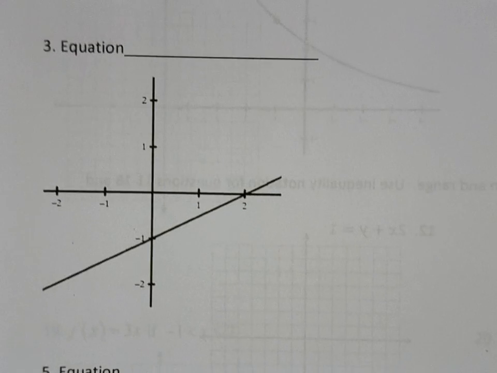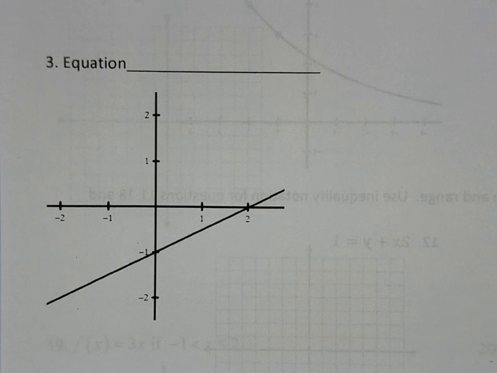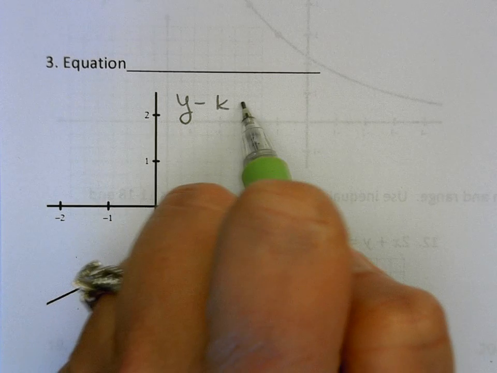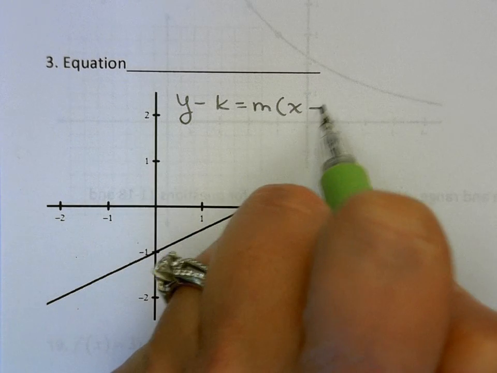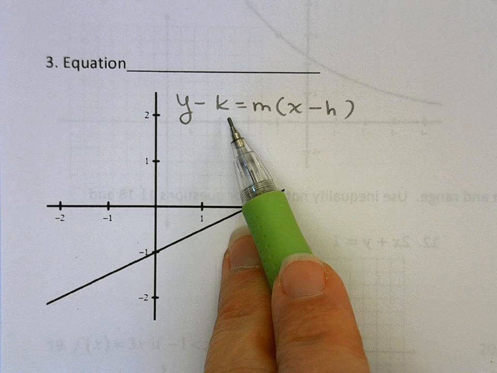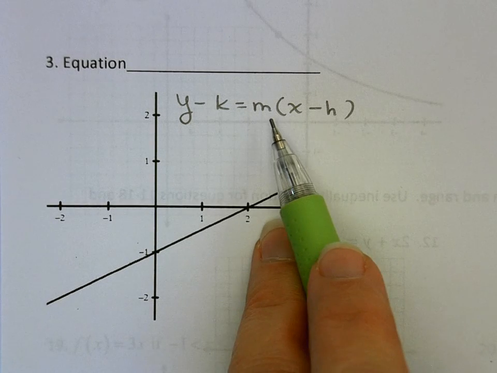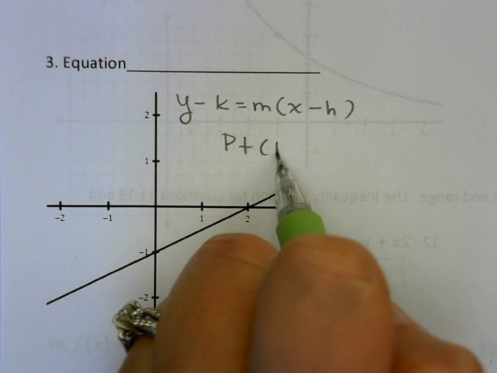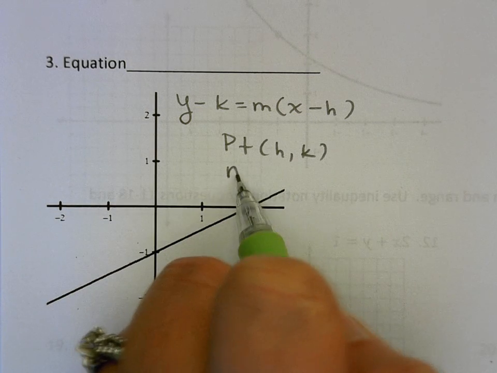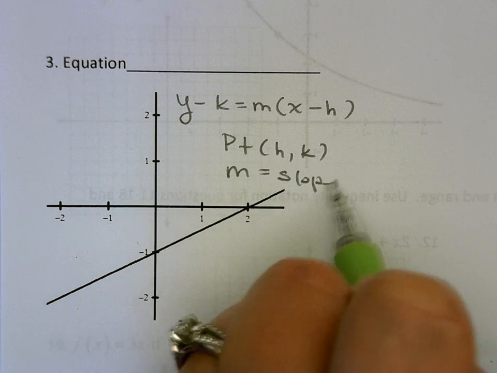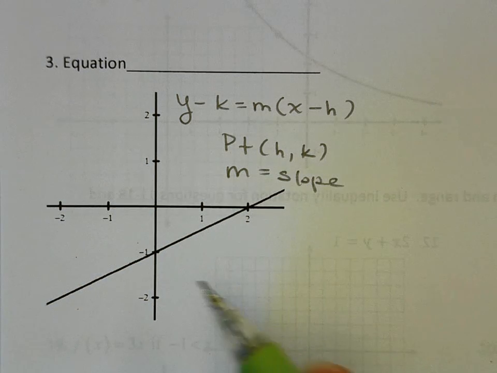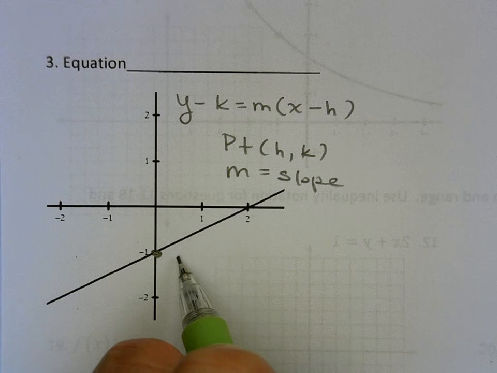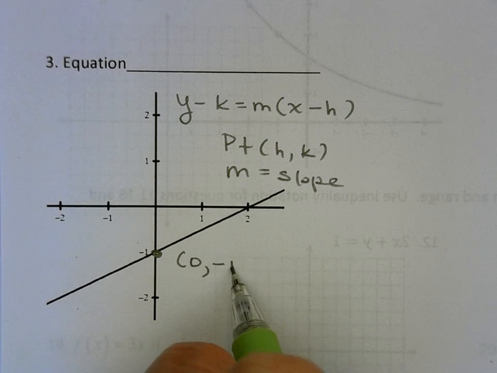Question number 3. Again, this is a linear equation. So the equation for that is y minus k equals m times x minus h. And hk is any point, and m is your slope. So I can choose any point that's marked. So I could choose this one right here, and that value would be 0, -1.